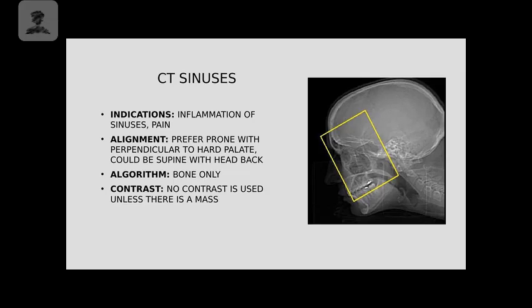Again, I mentioned before we prefer the patient to be laying on their belly, so that's prone, which is what this patient is set up as. You can really see the extension on this patient's neck down here at the bottom. However, if that is unattainable, then we could do them supine with their head back, and then we would want to be more parallel to that hard palate. Our algorithm typically with sinuses is going to be bone only. And the reason that we say bone only is because it is going to change the consistency of what we're looking at. It's going to make the fluid actually pop a little bit more.